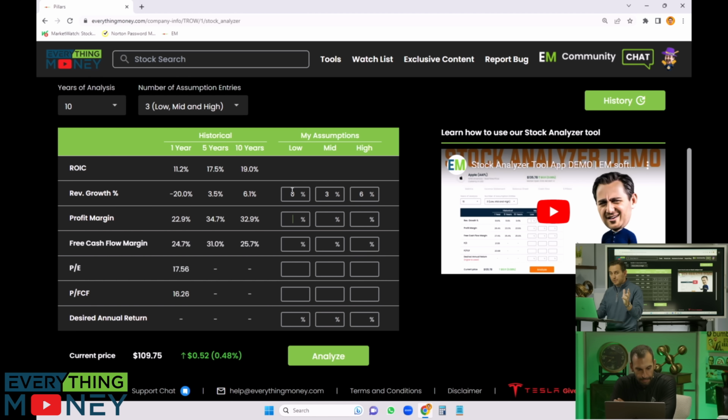Now, profit margin's down right now, but it's been a lot higher. And I think this is the kind of company that would cut expenses very quickly if they had to. 24, 28, 32. I love it. Okay. Free cash flow margin?